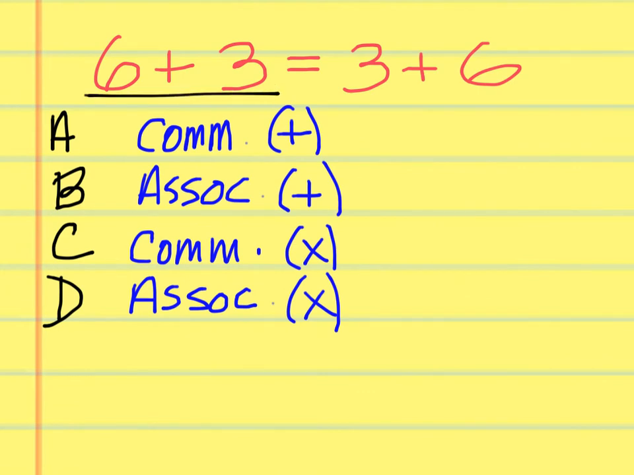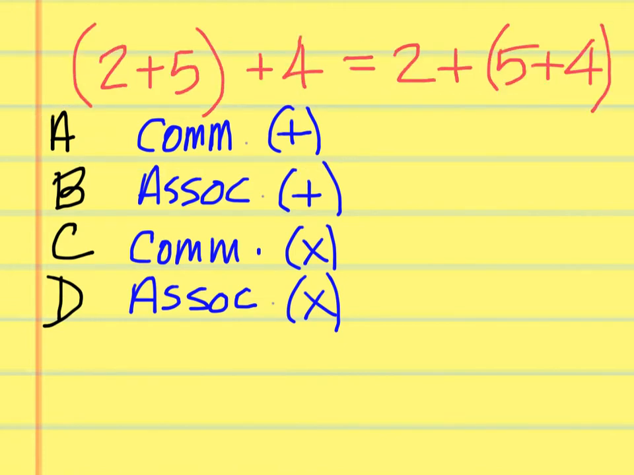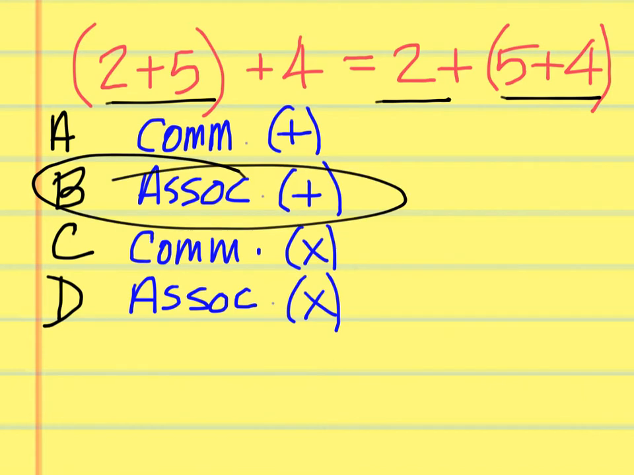If I have 6 plus 3, but then reverse the order to make it 3 plus 6, I still get the same answer, and that is the commutative property of addition. If I'm going to add 2 and 5 together to get 7 and then add it to 4, I should be able to add 5 and 4 together and then add it to 2. Either way, I will get 11 for the answer, and that is the associative property of addition.